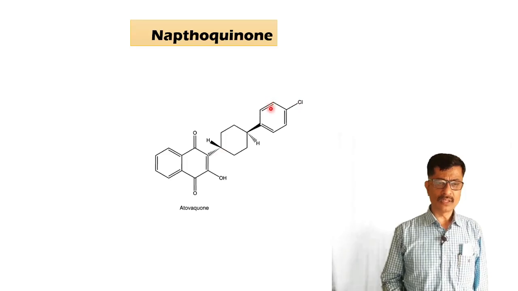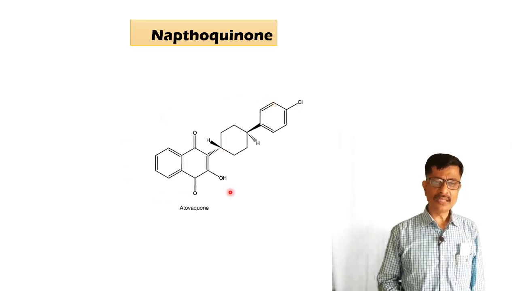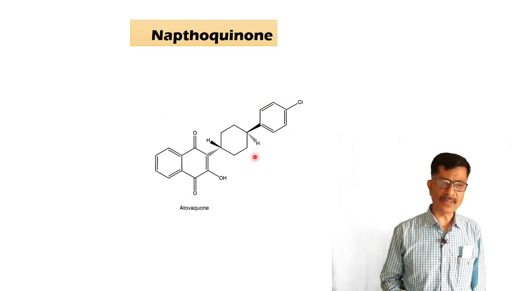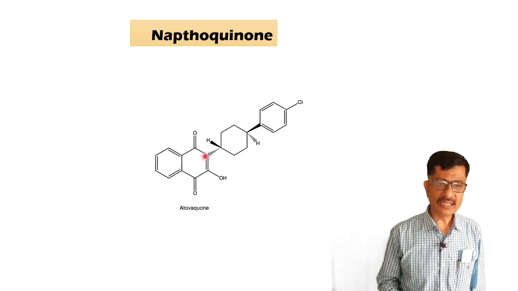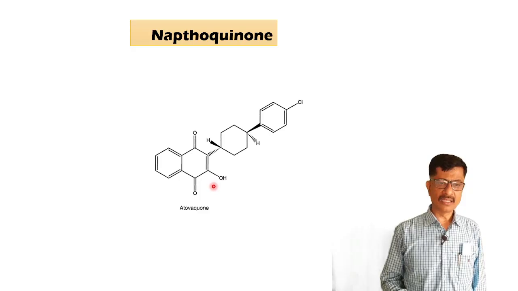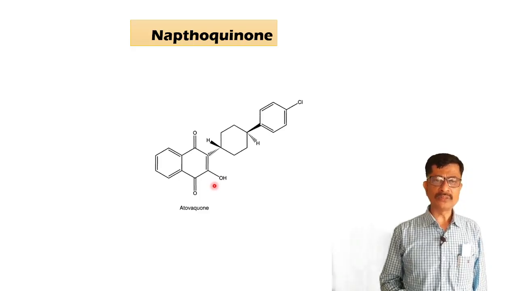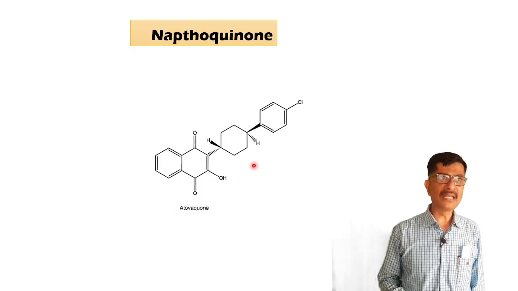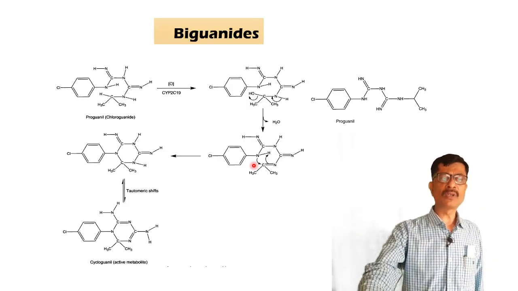Naphthoquinone. Naphthoquinone is again a stereospecific compound. This is a naphthalene, and the quinone of this naphthalene is atovaquone, an antimalarial with a naphthoquinone class of compounds.